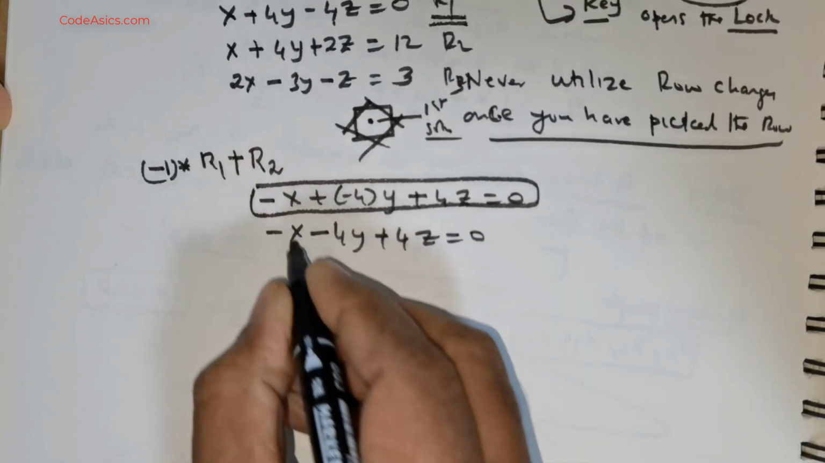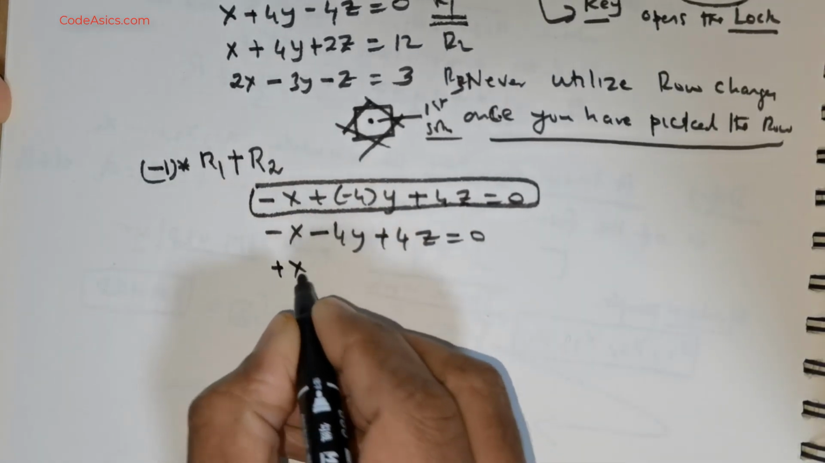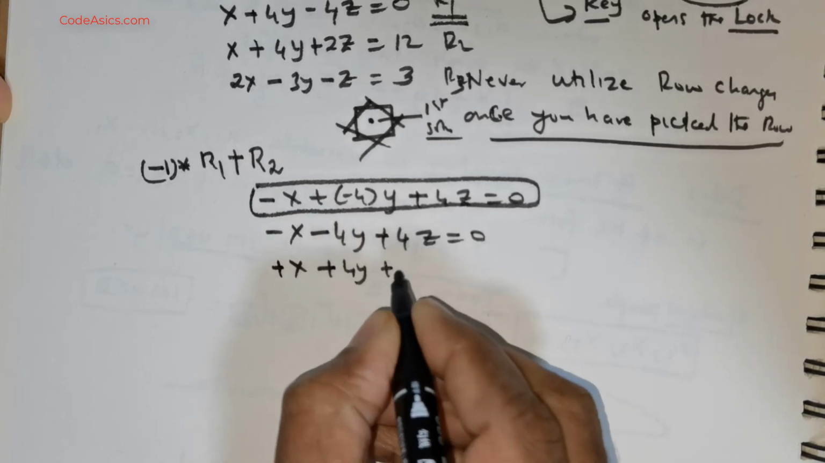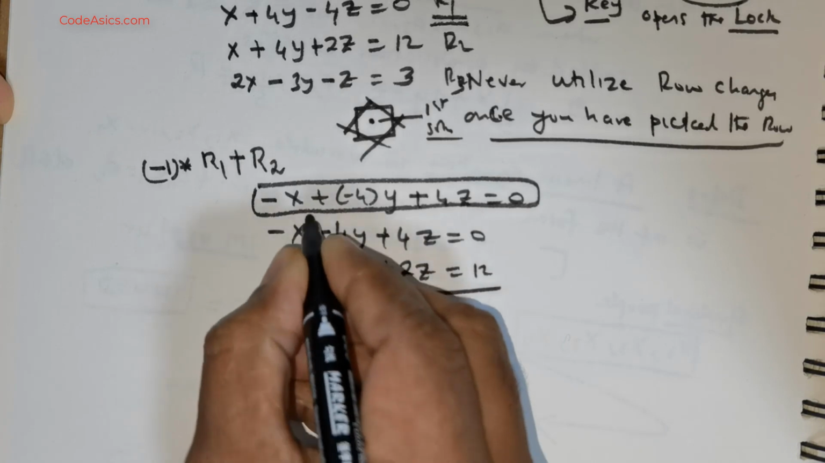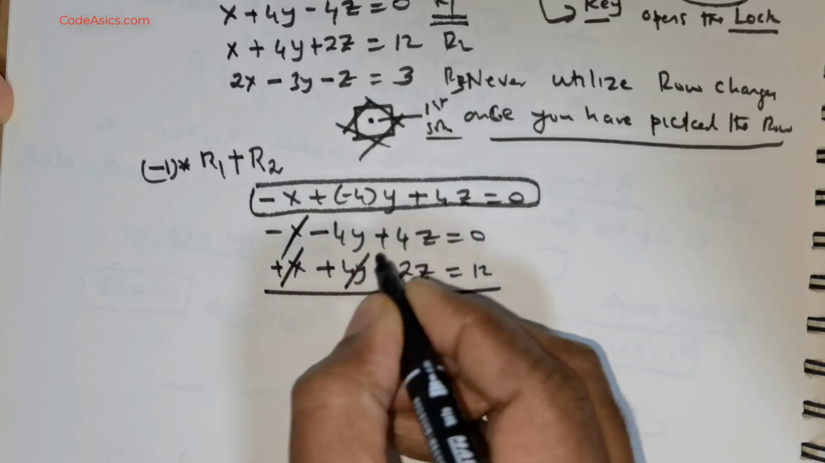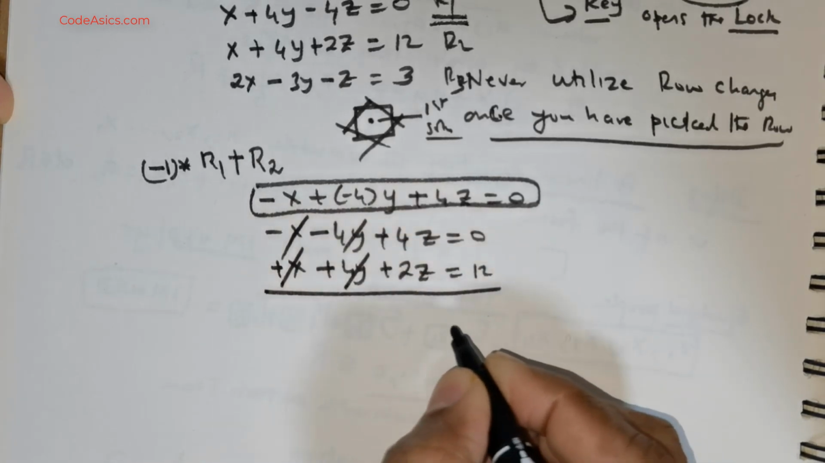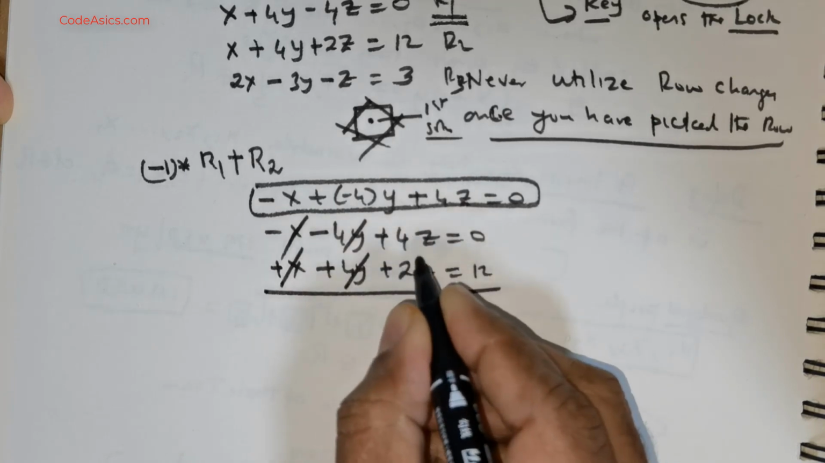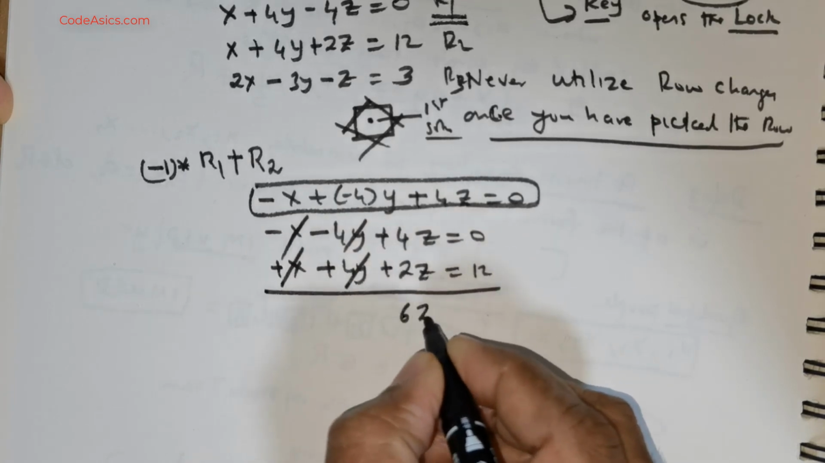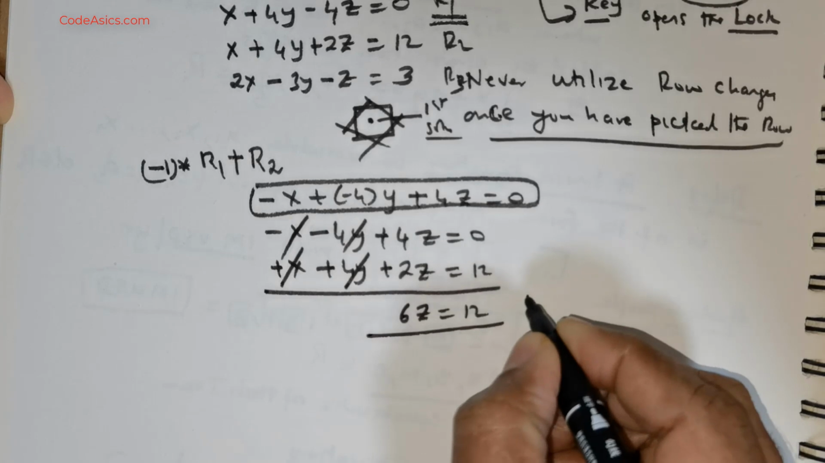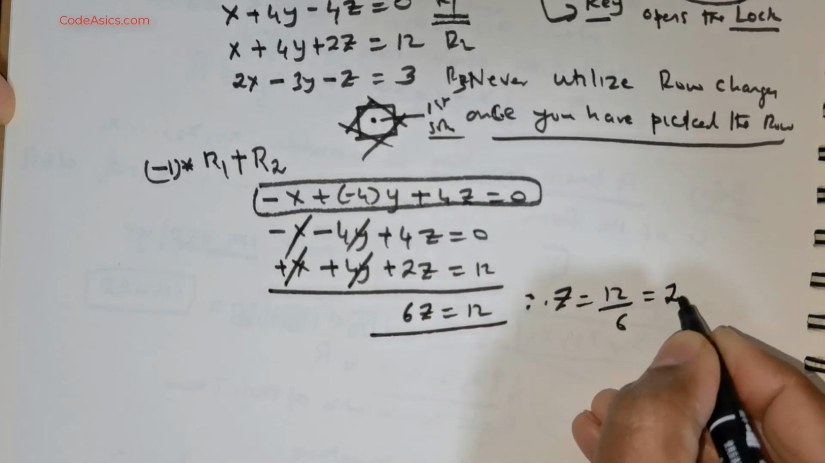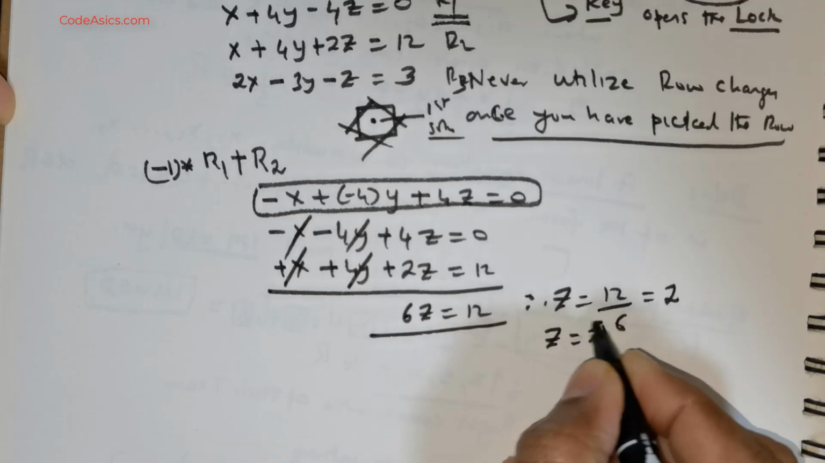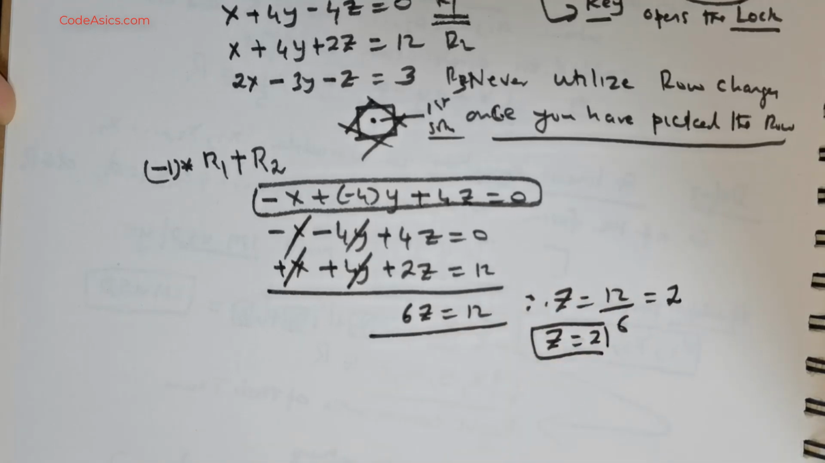Now you have to add it with row 2. What is row 2? Row 2 is x positive 4 times y positive 2 times z is equal to 12. Now negative and positive, you add them, they get cancelled. You add them, they get cancelled. And in this case you add them, you get 6z is equal to 12. Therefore z is equal to 12 divided by 6, which means 2. So z is equal to 2. You have already found that value.